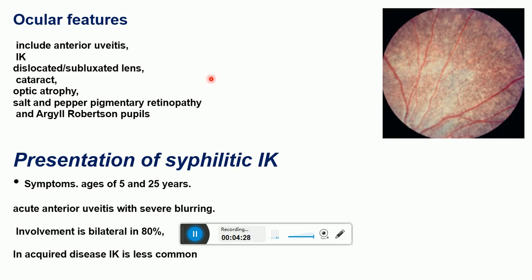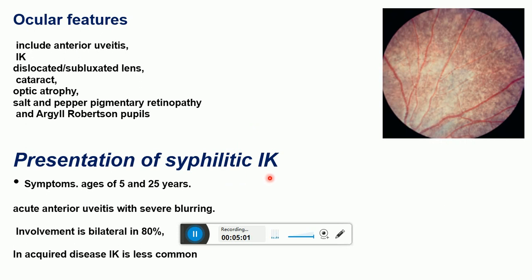Ocular features include uveitis, IK, dislocated or subluxated lens, cataract, optic atrophy, salt and pepper pigmentary retinopathy, and Argyll Robertson pupil. This is salt and pepper pigmentary retinopathy.